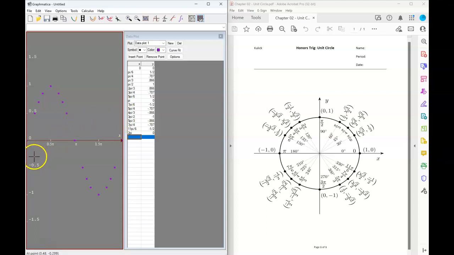So if I take a look at this, it looks like the graph of sine looks like this, right? Everybody's okay with that so far?